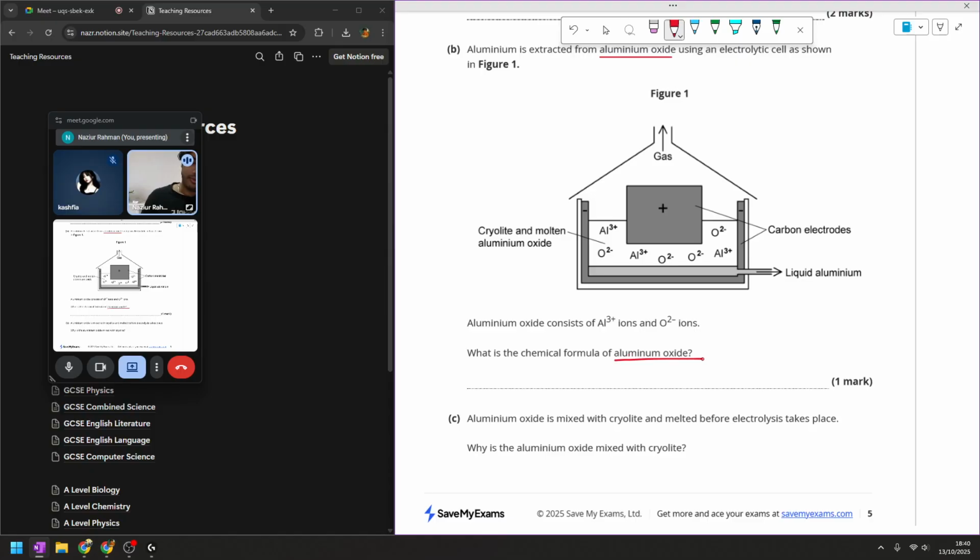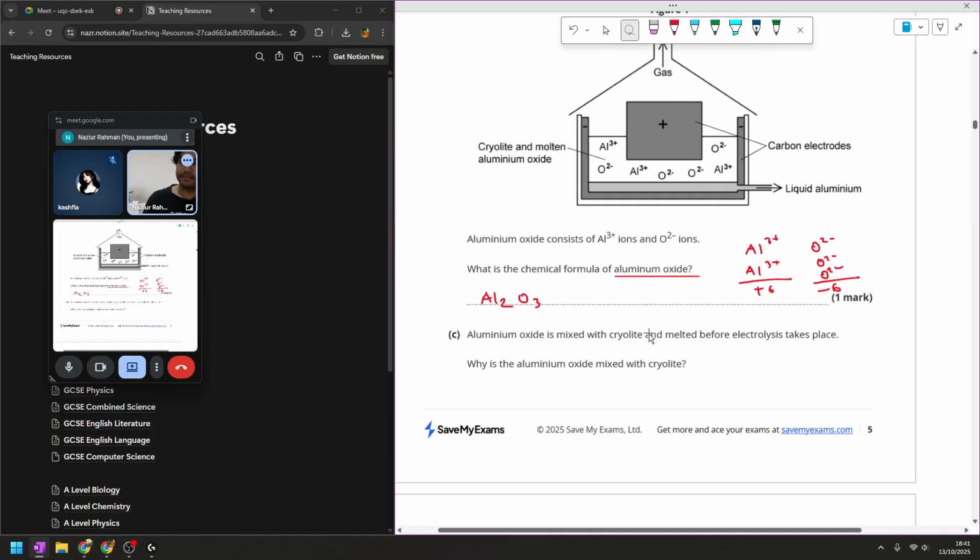So what's the chemical formula of aluminium oxide? These are the ions, Al3+ and O2-. To form a compound, we have to balance the charges. So we need 2 aluminium ions, which will then have a charge of +6, and we need 3 oxide ions, which will also have a charge of -6. Now that the charges are balanced, the compound would be Al2O3. 2 aluminiums, 3 oxides. Make sense?